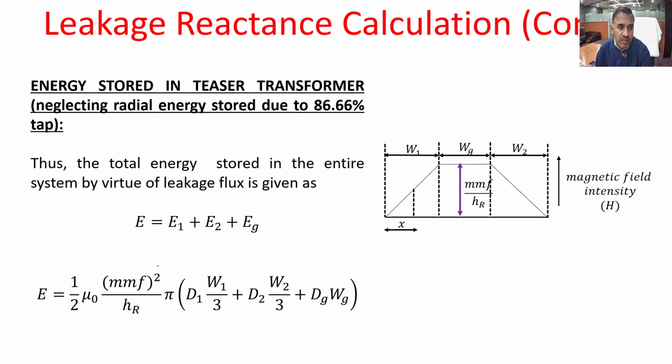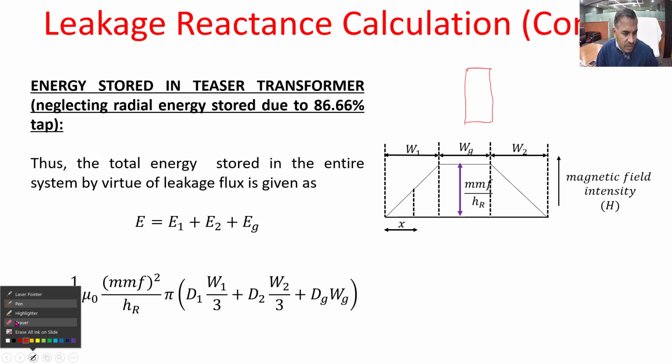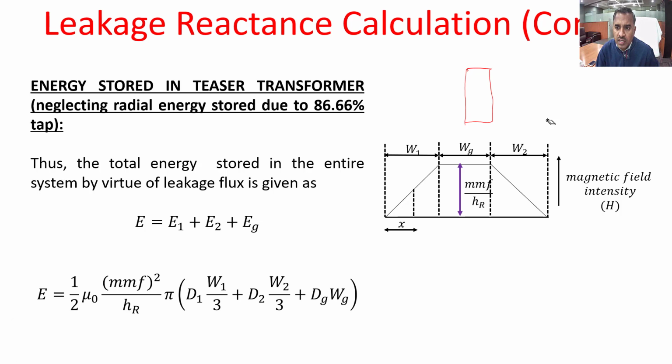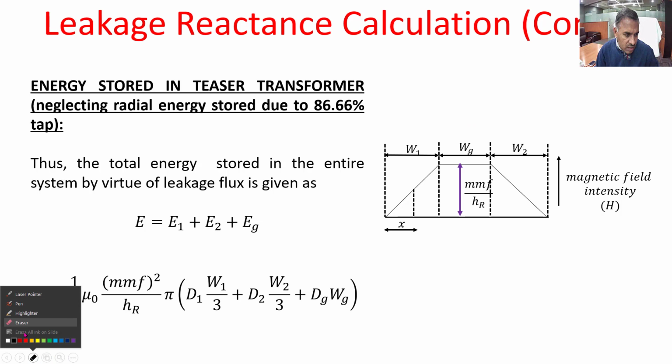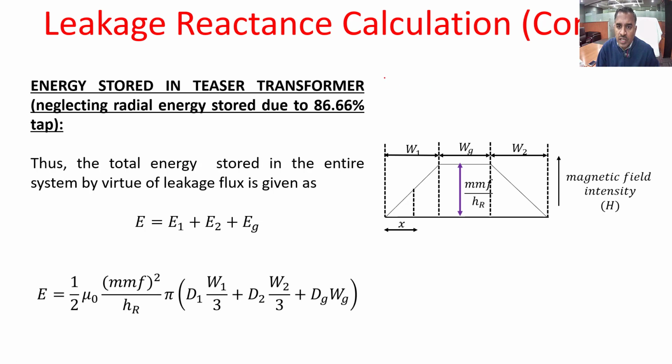So I will just show that one. Then let us go to the teaser transformer. In the teaser transformer, actually there will be radial energy. For example, if the windings are of this height and same height, sorry, not here. So I will just use the eraser and then, yeah. Now let us see this.